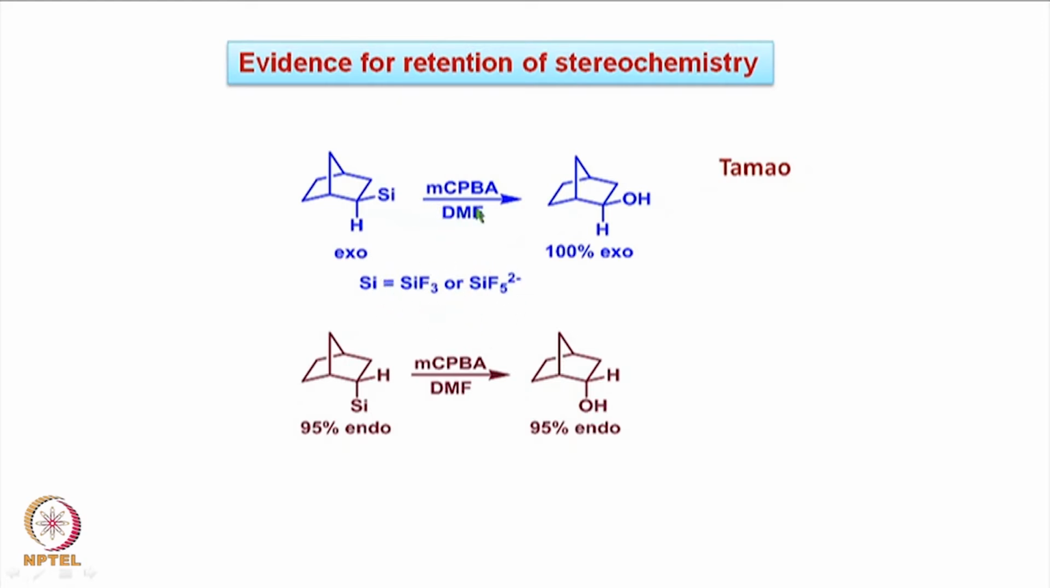Then he carried out the oxidation under his Tamao oxidation condition. Then what he obtained was the exo alcohol, which was 100% exo.